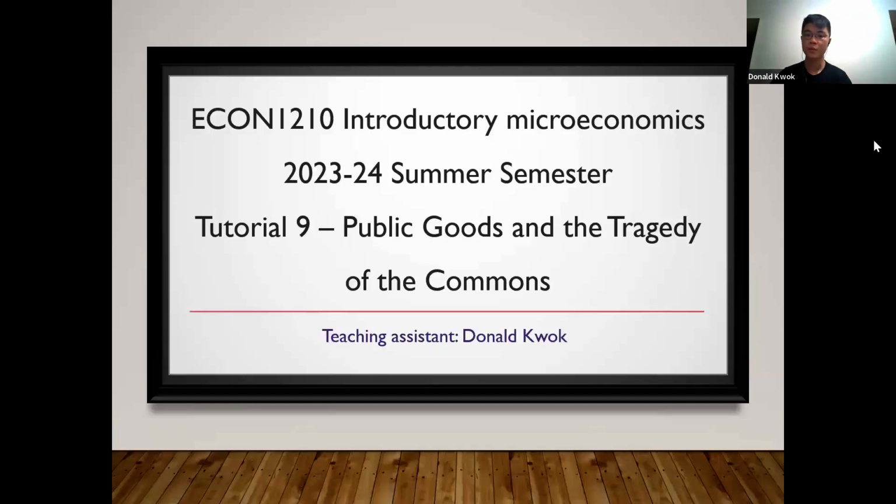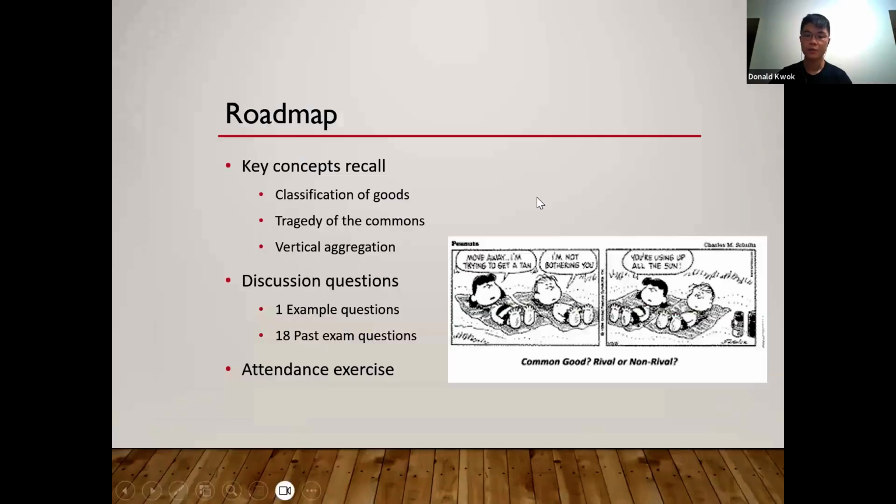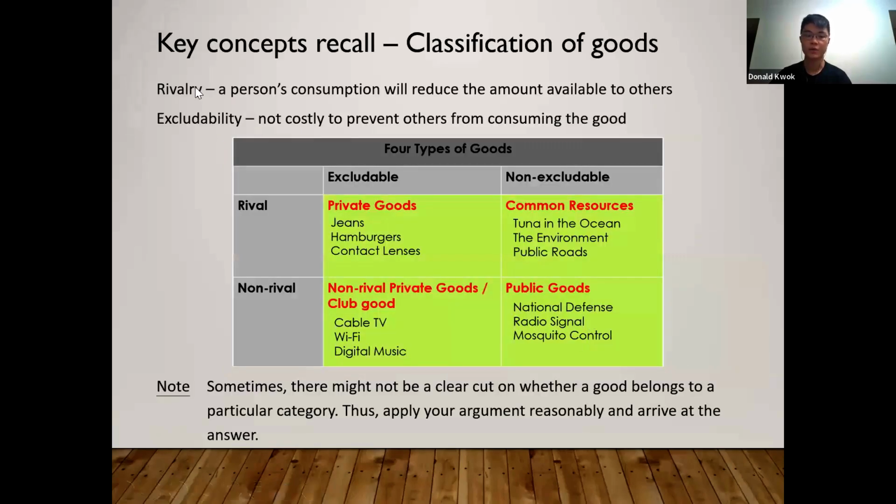So today's topic will be about public goods and the treasury of the commons. As usual, we will review the key concepts before going into the discussion questions. So let's start with the classification of goods. And we have two dimensions here, rivalry and excludability.